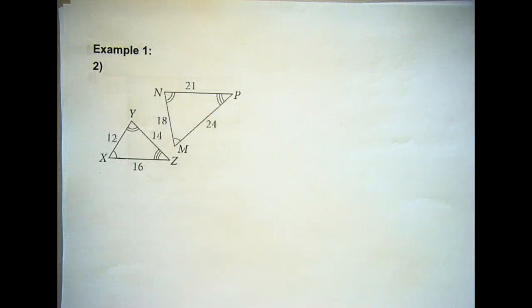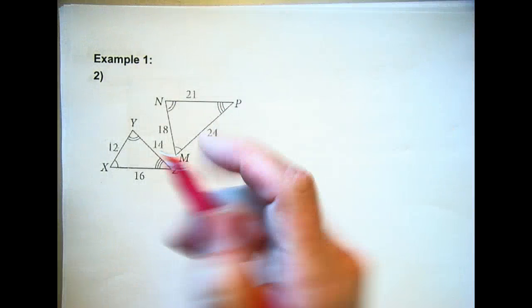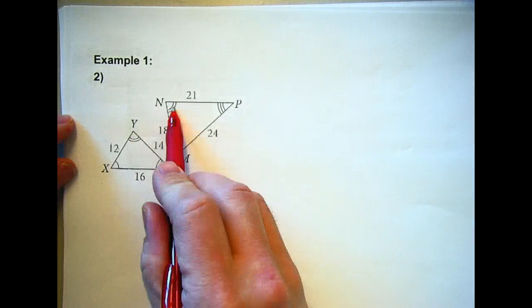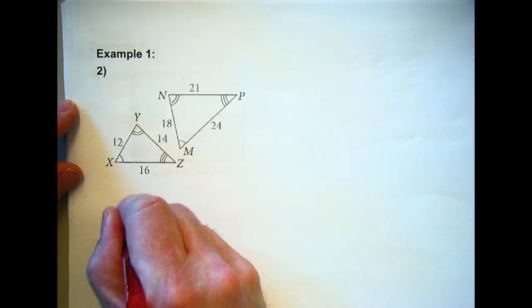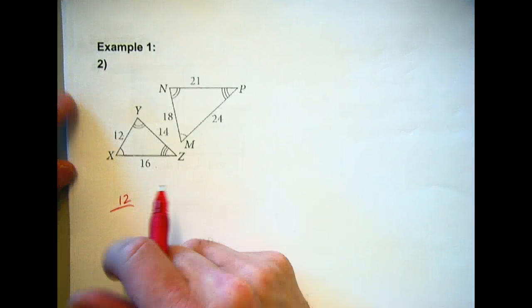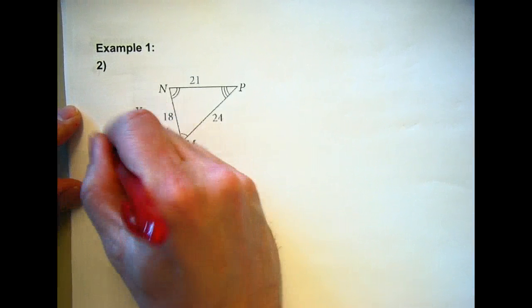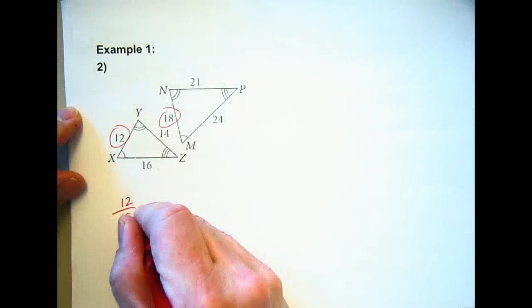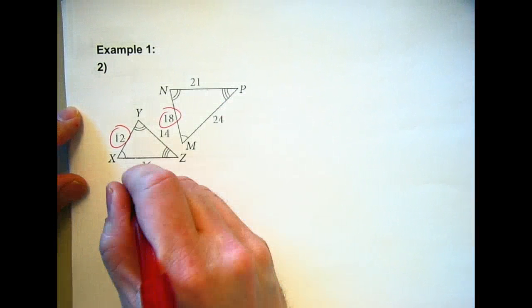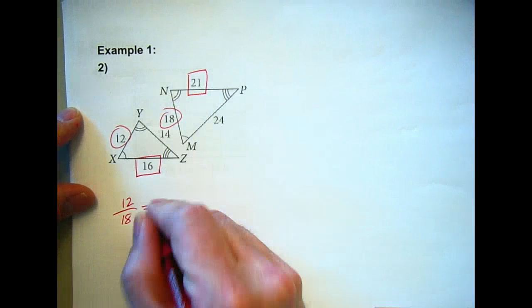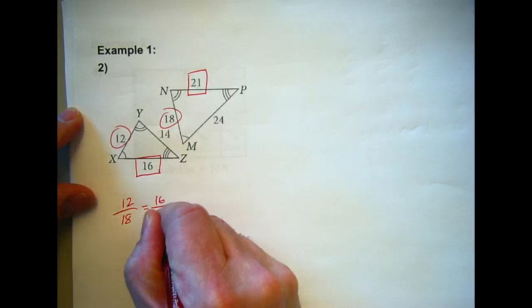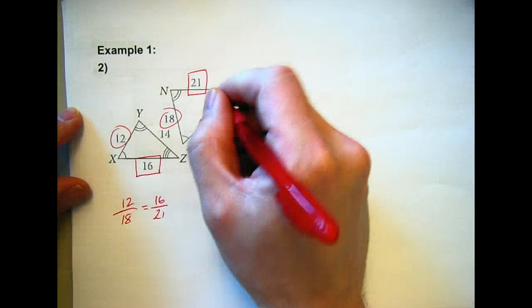Okay, are these similar? Yeah, the angles are the same, right? Got three angles that are congruent. 12 is to what? 18. So 12 goes with 18, as 16 goes with what? 21. Good. Oh, 24.